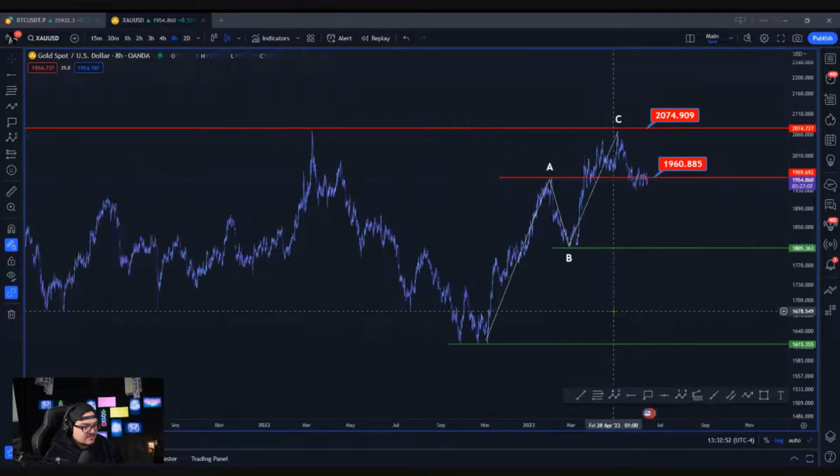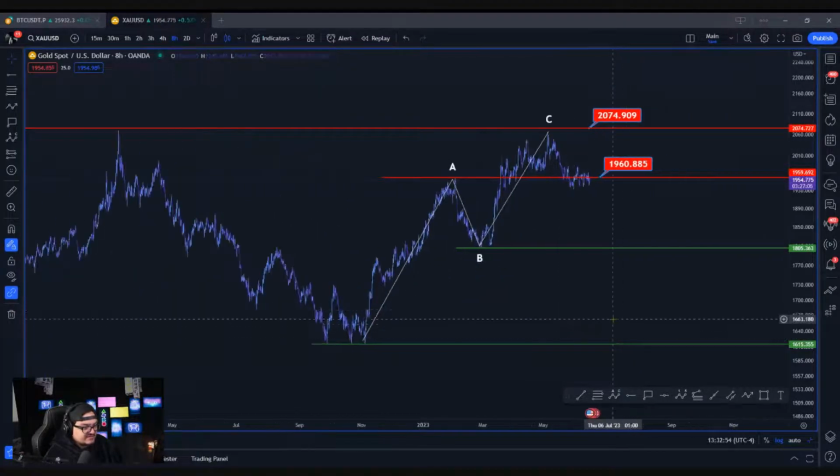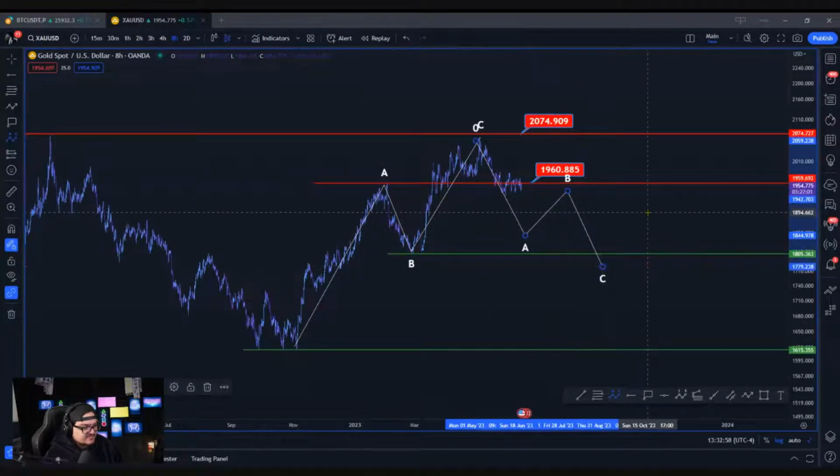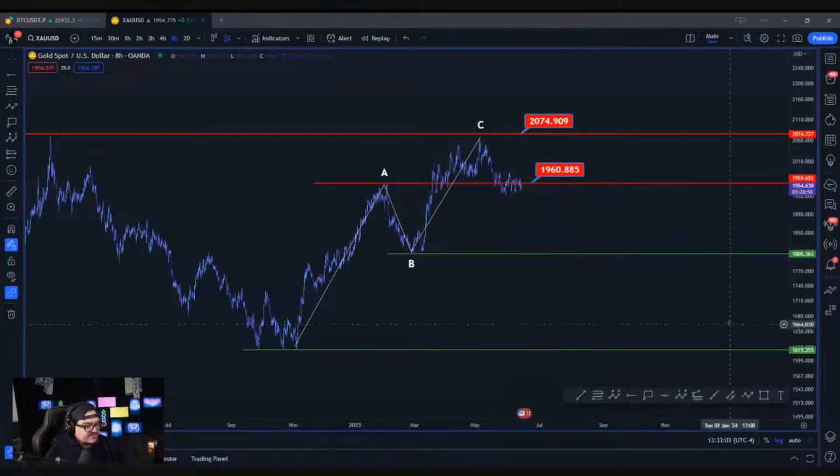I don't see anything else that's a bullish setup. Maybe if we come back down here and put in some sort of A to B to C, I'll consider a possible bullish setup. But I do not see that at the moment.